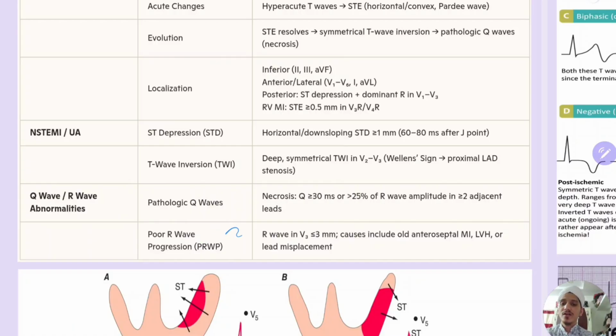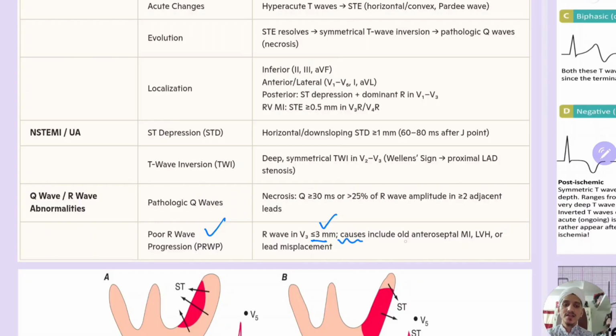Then one more thing is there, something called poor R wave progression. What is poor R wave progression? R wave amplitude in V3 should be equal to or less than 3 mm, nothing but less than 3 small squares. So in lead V3, the R wave amplitude should be less than or equal to 3 mm.